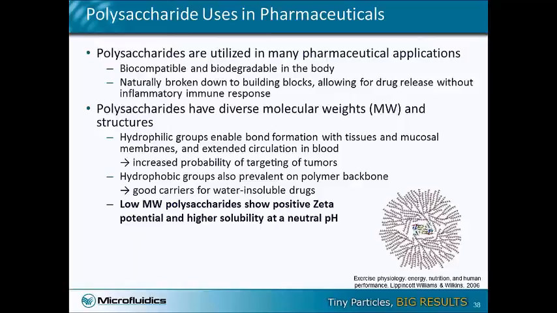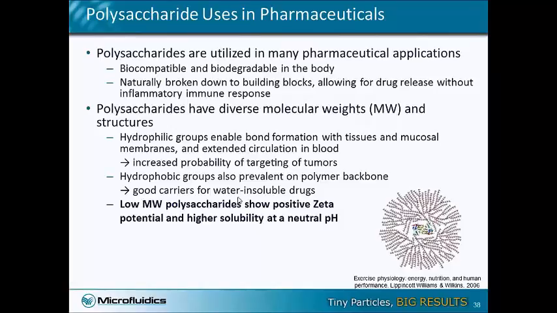Polysaccharides come with diverse molecular weights and structures. They have hydrophilic groups that enable bond formation with tissues and mucosal membranes and extended circulation in blood. So this can increase the probability of targeting tumors. Their hydrophobic groups are also prevalent on polymer backbones, so this is a good carrier for water-insoluble drugs.